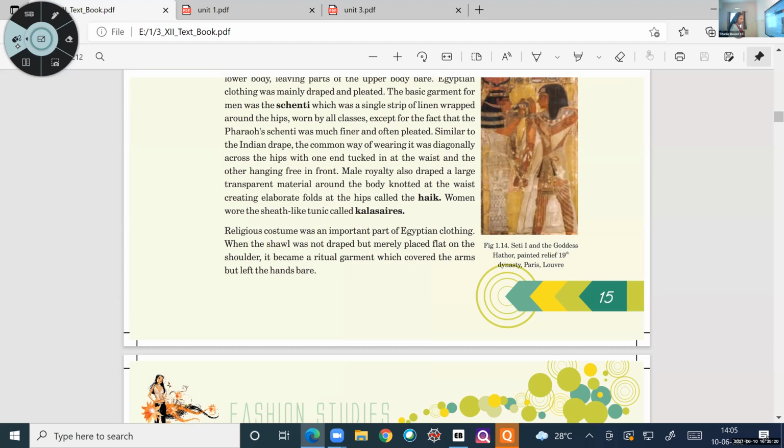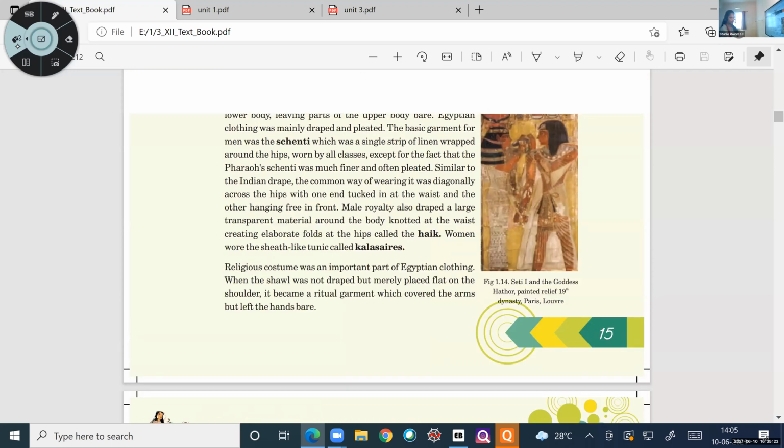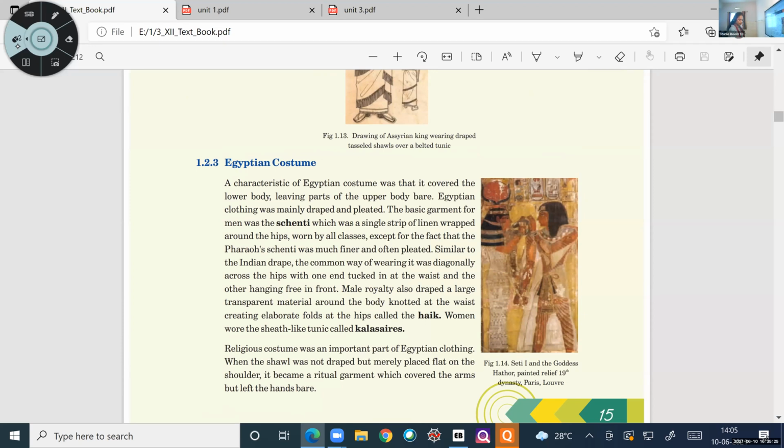Egyptian costumes. Meghna, any doubt till now? No, ma'am. What about others? No, ma'am. Okay. I asked Meghna because she had a doubt in this topic. So if you guys have doubt regarding any topic, you can just freely ask me, okay?